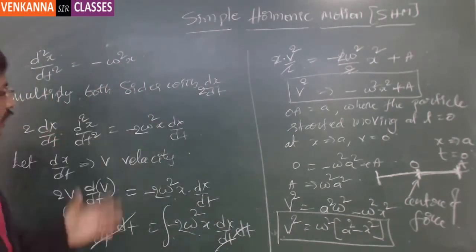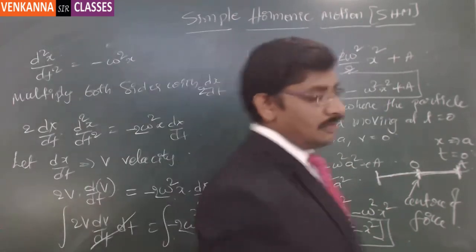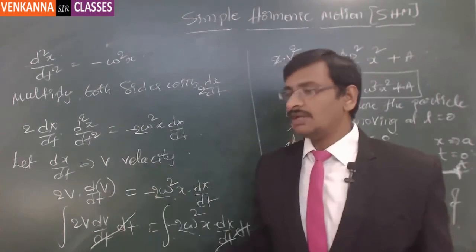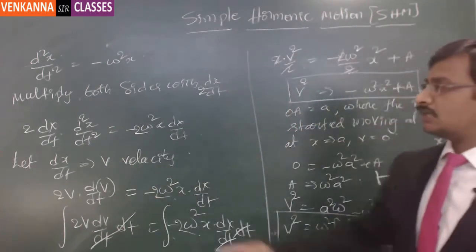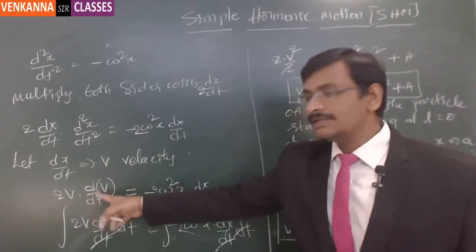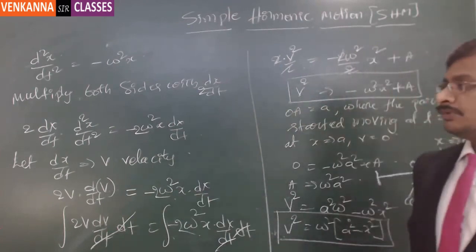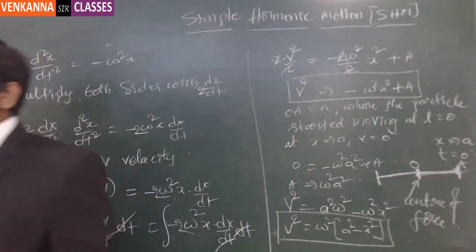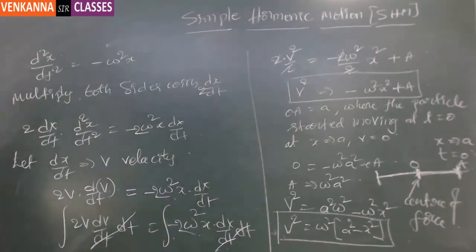So this method, we also call this the Chorpitz method, because we are replacing dx by dt with a different variable called v, and there we tried solving as if it is a first order differential equation. So initially it was a second order differential equation, and we brought it into a first order differential equation by introducing dx by dt equals some variable. Got it? You can note down this.